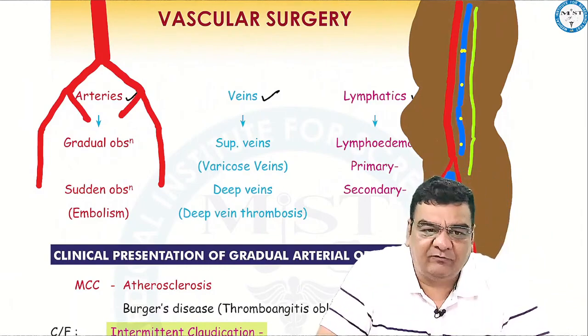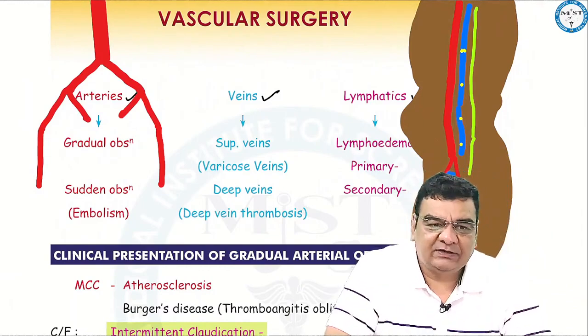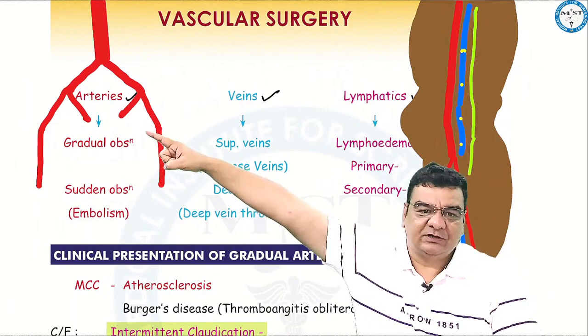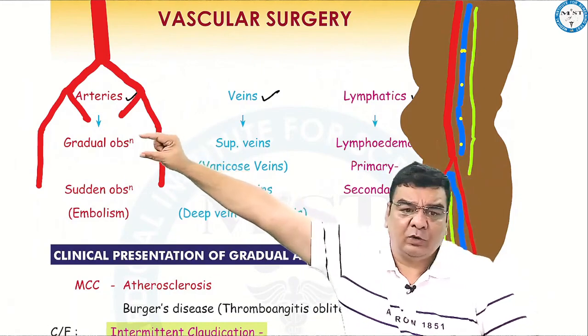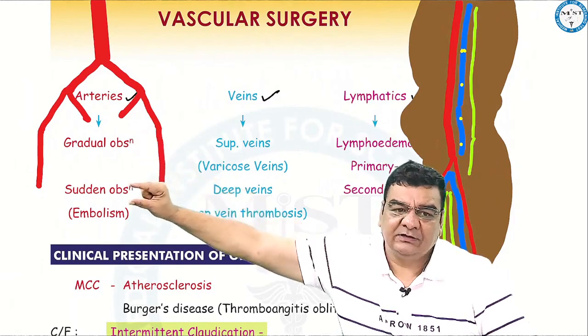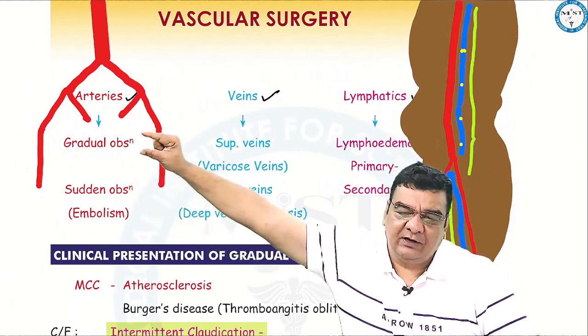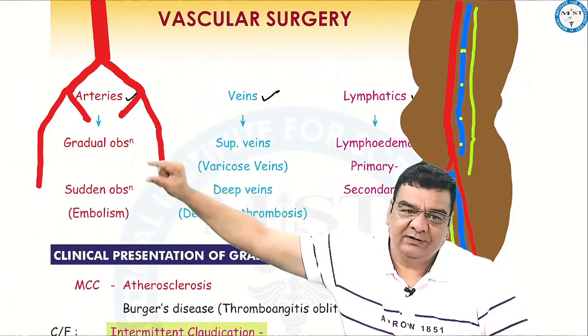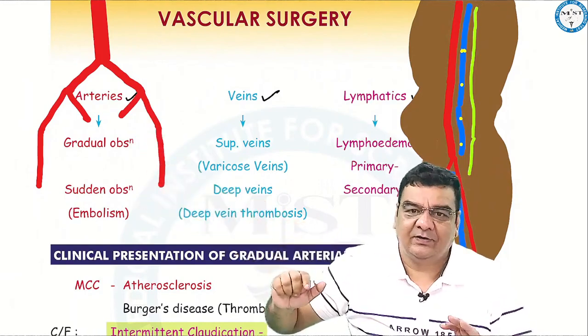So first we'll discuss the arterial obstruction, right? There are two main topics here. One is a gradual obstruction, another is a sudden obstruction. Gradual means slowly and slowly, sudden means sudden, right?